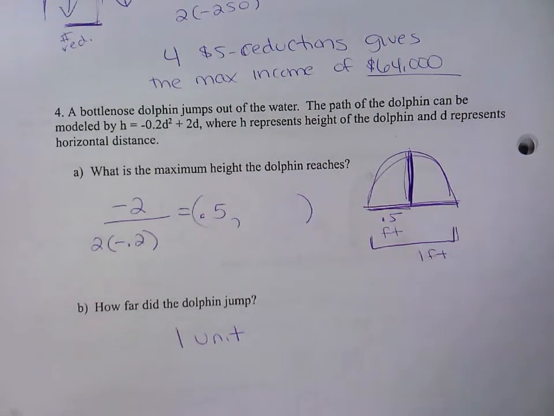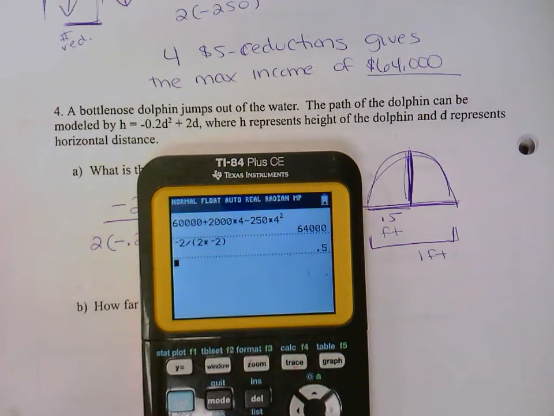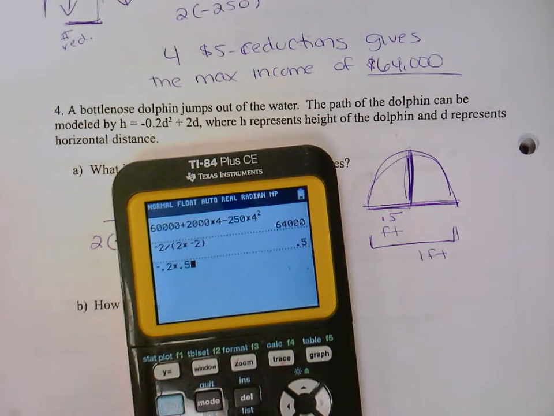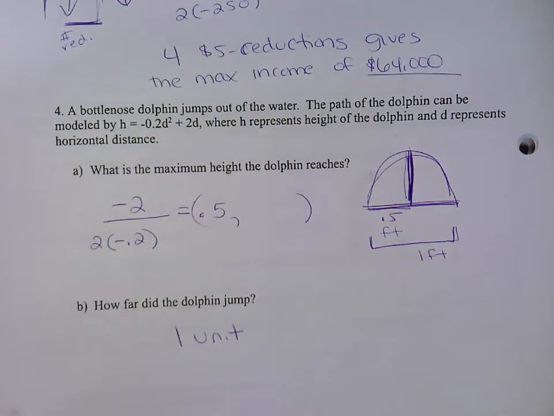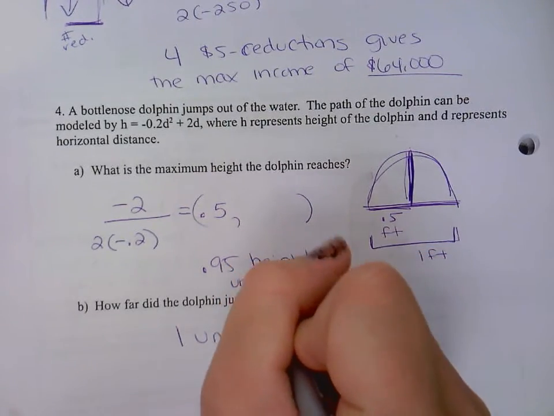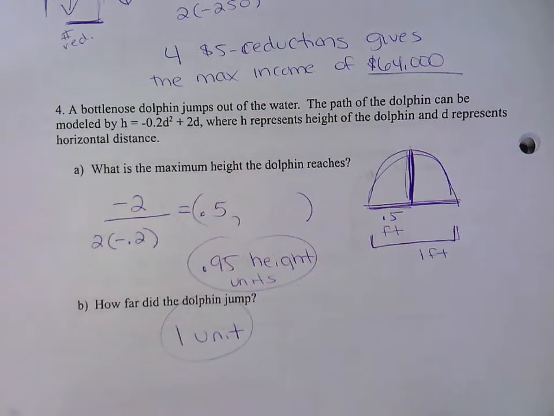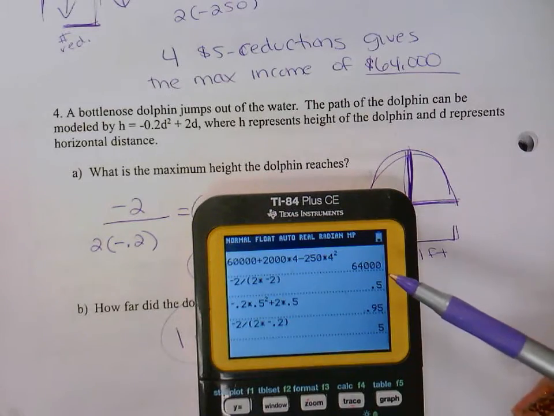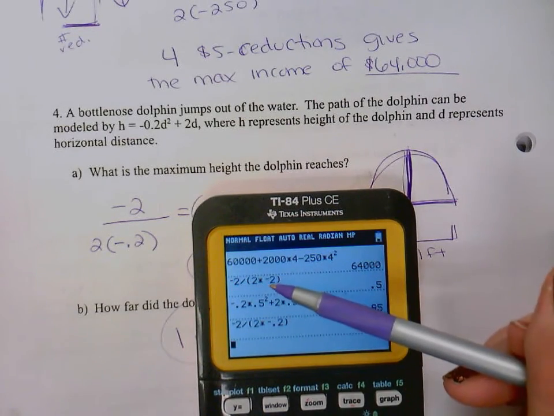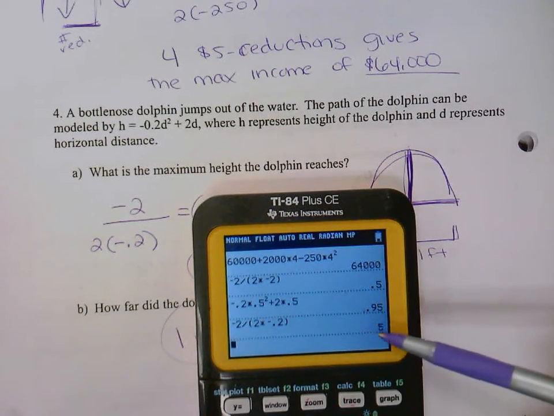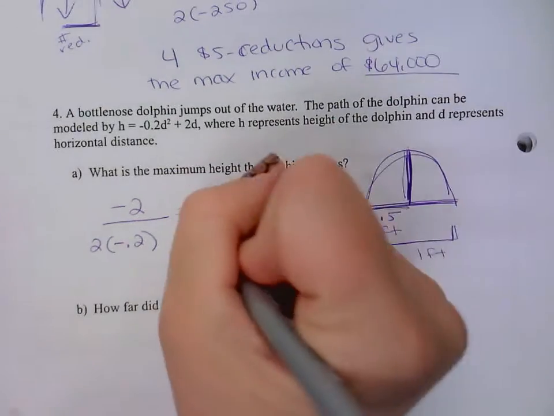All right, so the maximum height would be negative 0.2 times 0.5 squared plus 2 times 0.5. 0.95. 0.95 is the height. I'm not sure if that's feet or meters, but that would be the height. I knew something looked funny. When I did my negative b over 2a, I didn't put a decimal point right there. Here's my correct negative b over 2a. It should have been after 5 units. So this number should be 5.